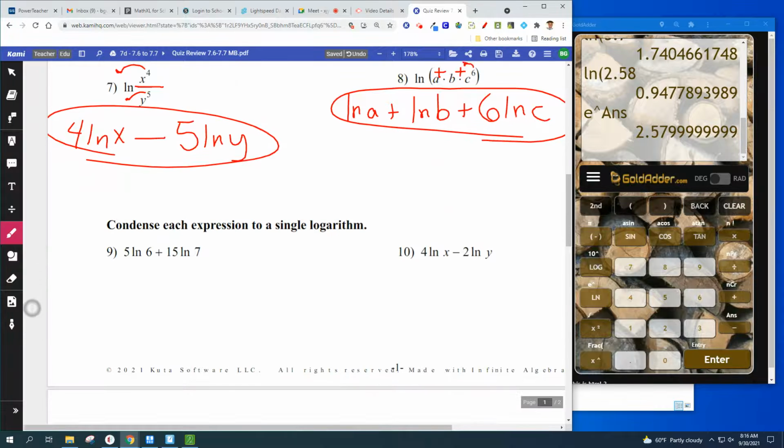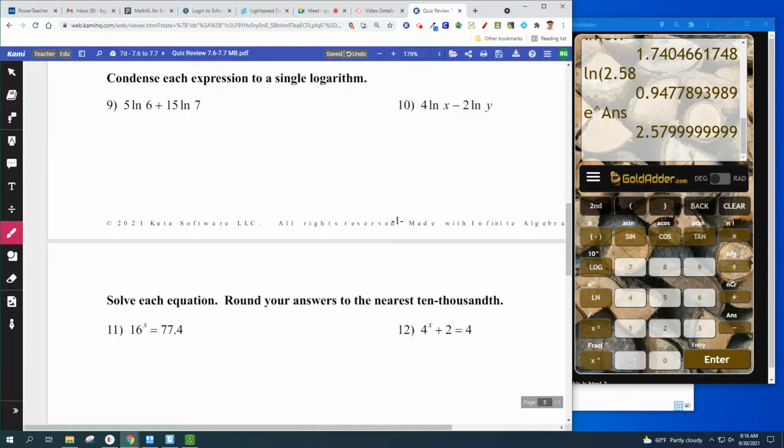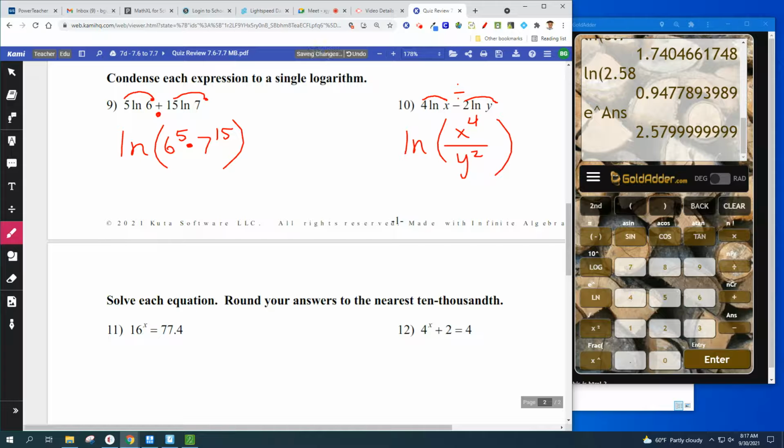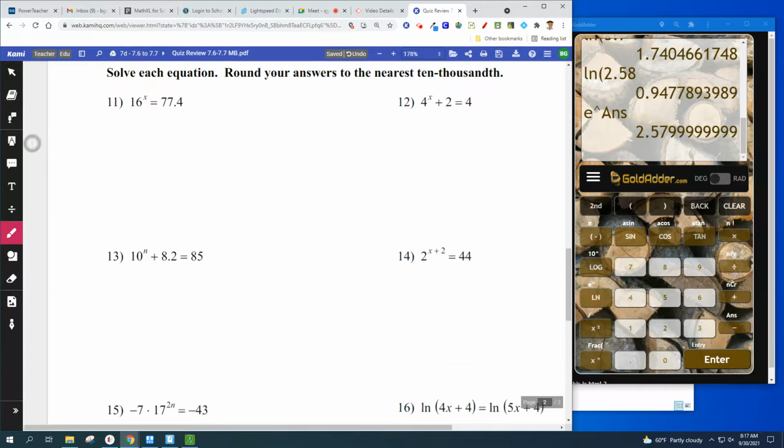It's a lot more useful in the next problem when we condense, because condensing this skill is what's going to allow me to solve equations. So these two numbers in the front go around on our exponents, and then this is going to change to multiply. We're trying to condense it into a single logarithm, and we're going to have 6 to the 5th times 7 to the 15th. Over here, we know that minus is going to change to division. That 4 is going to go around to the back. That 2 is going to go around to the back. That's going to be natural log of x to the 4th divided by y squared. It's a really useful skill for when we have to solve later.